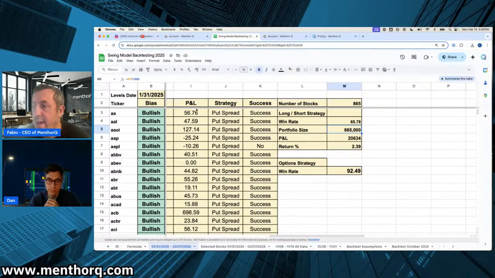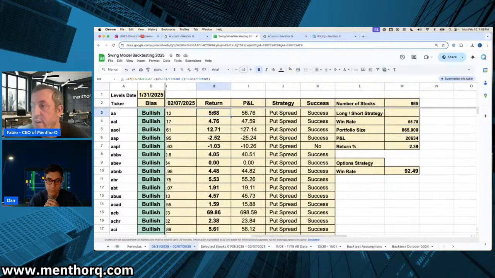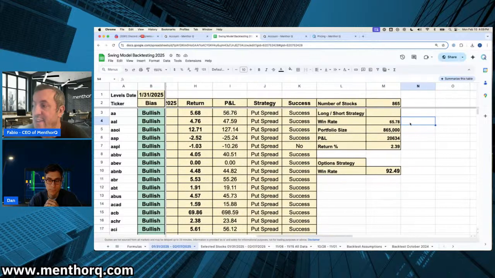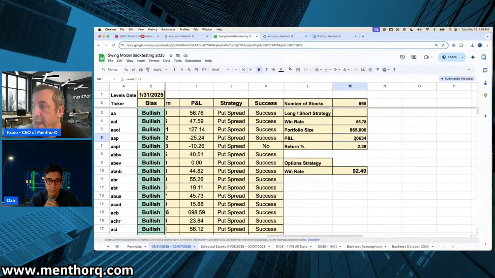By looking at our profit and loss, here we calculate our return on 5 days on $1,000, right? We sum all this up and we calculate our win rate, which is 65.78%. Again, purely long short, no risk management, trade at the open on Monday, exit at the close of Friday. Our P&L would have been 20,634 with a return of 2.39%, right? So obviously very interesting. We haven't filtered out any of the assets, so we are purely doing full asset coverage, no filtering, no liquidity filter, market cap or anything.